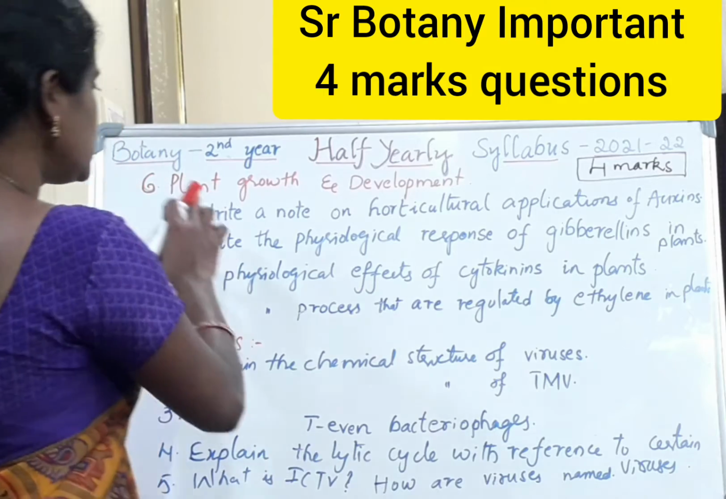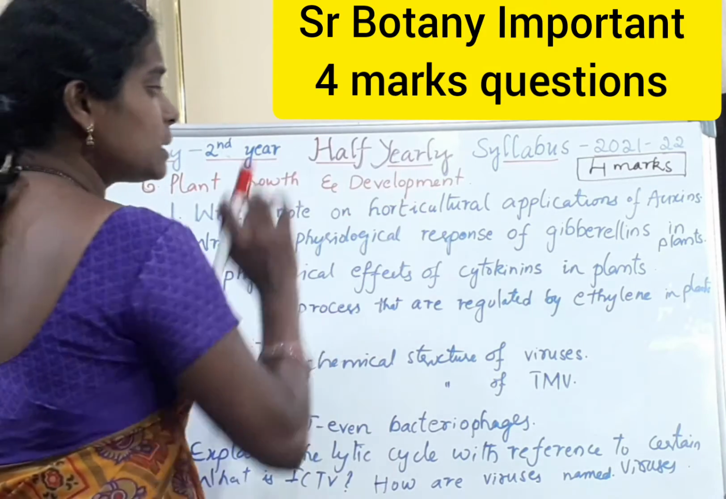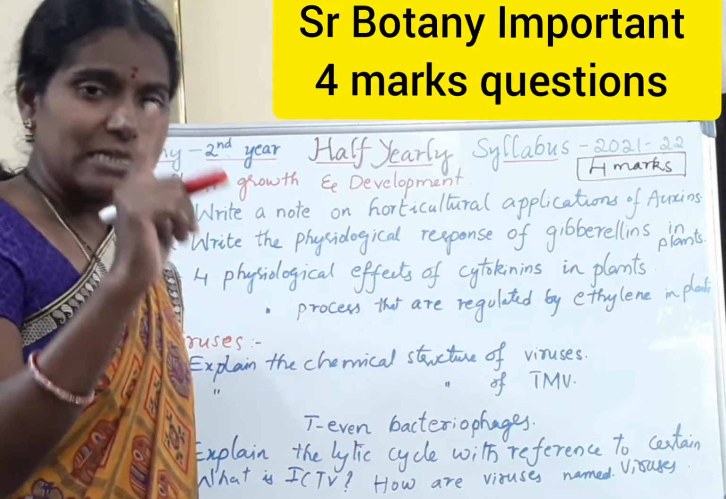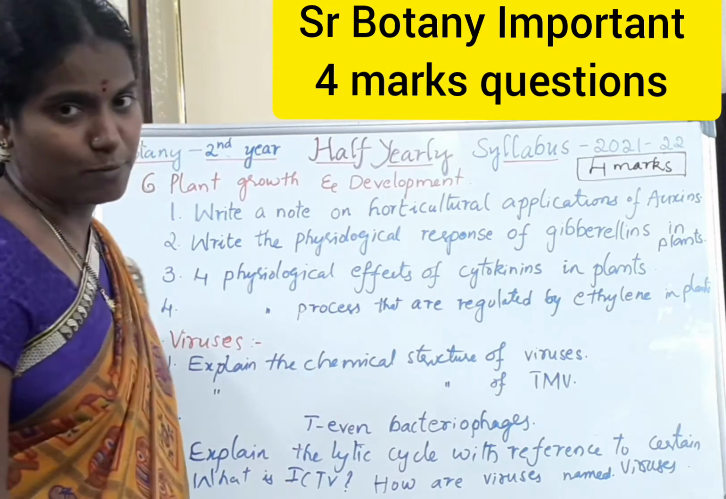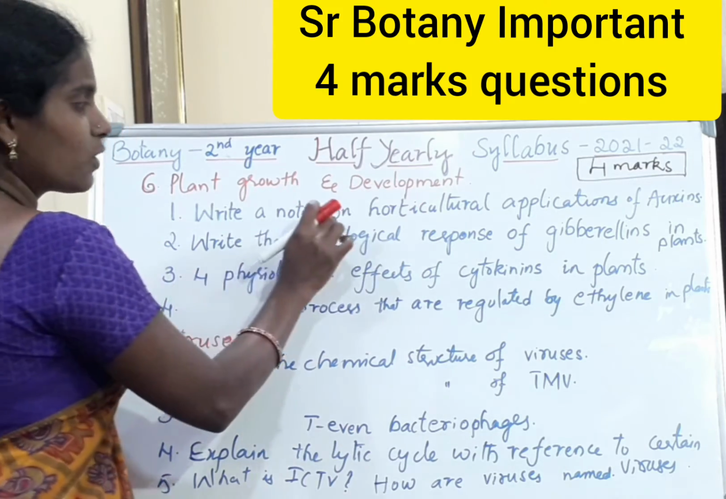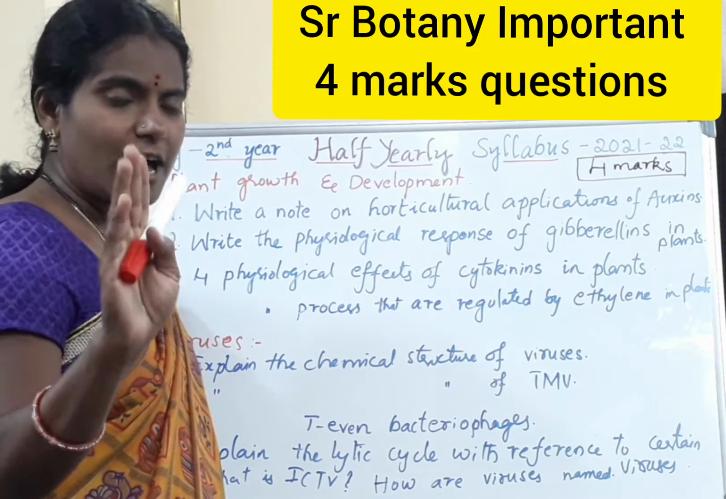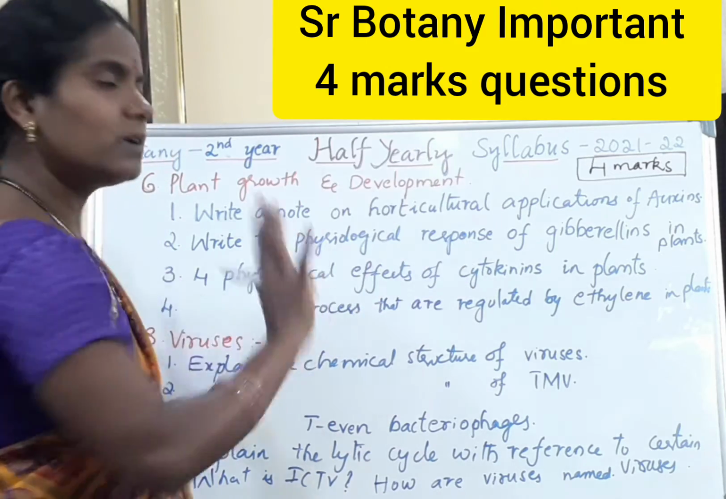Next chapter is the 6th one, that is plant growth and development. So in this chapter, the remaining concepts are deleted except one, that is phytohormones. So what are those regulators here? Write a short note on horticultural applications of auxins. So 4 phytohormones are there in the 4 short answers.